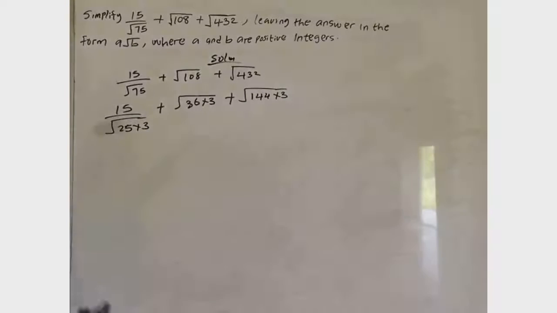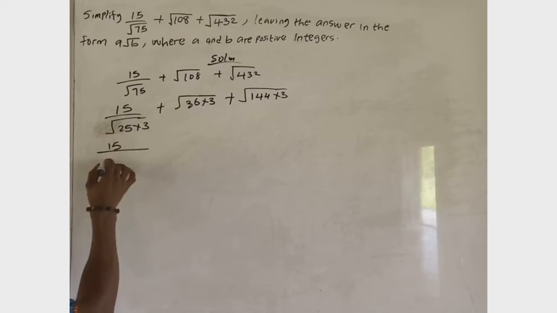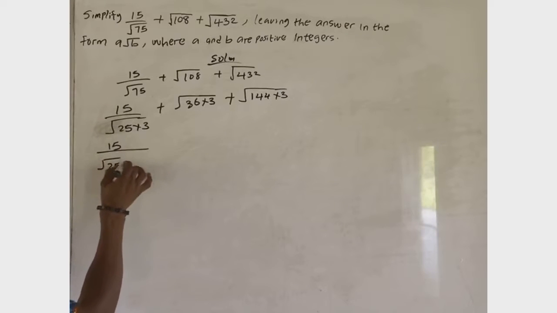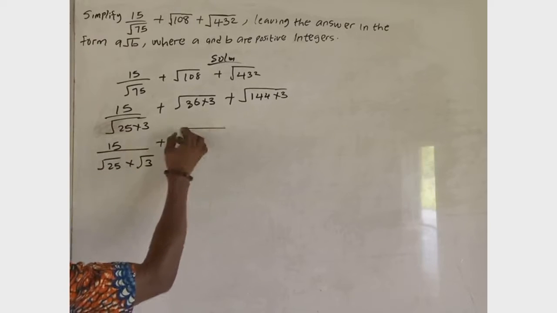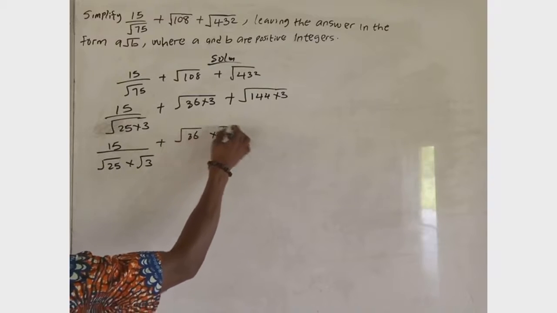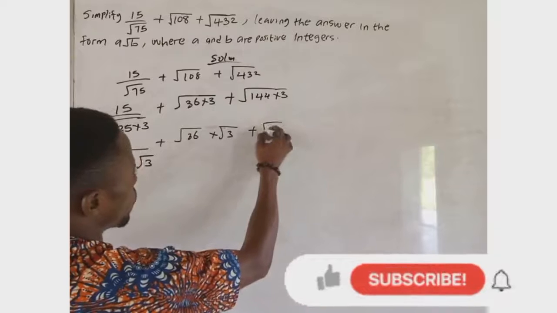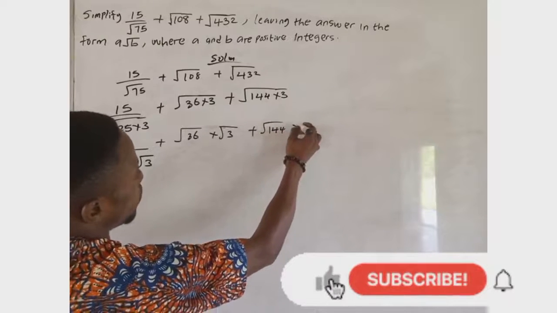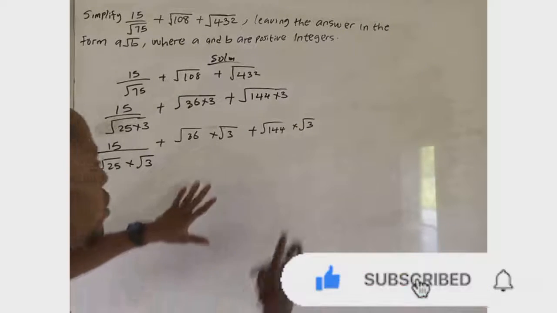So now we can split this into two. We have 15 over root 25 times root 3, plus root 36 multiplied by root 3, plus root 144 multiplied by root 3. So that is all for this step.